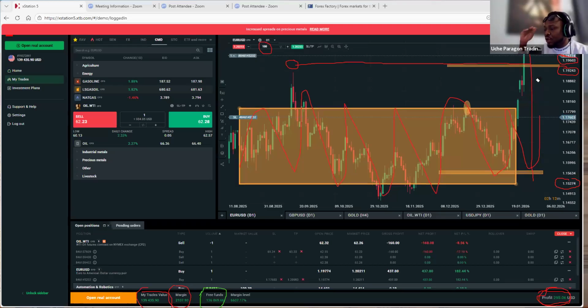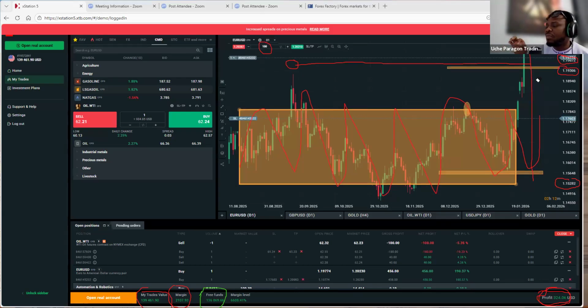From their chart, you could see how it's been moving. So with this kind of structure, you can picture the potential area where you should buy and the potential area where you should sell.